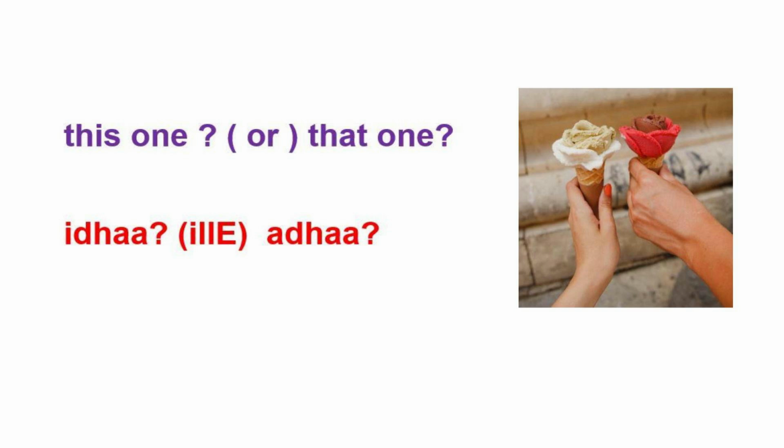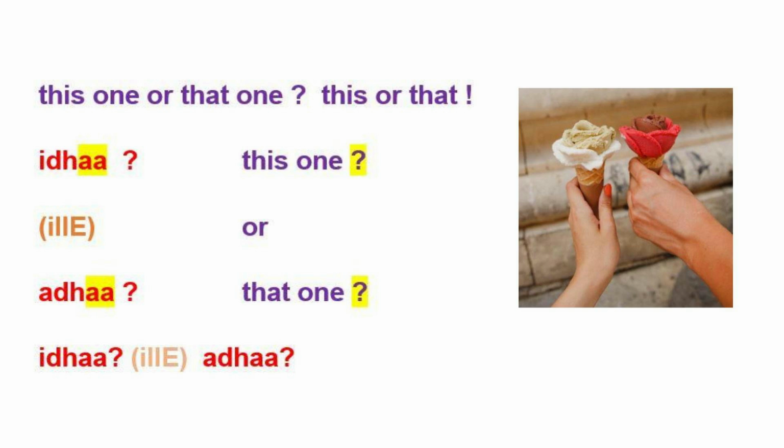This one or that one. இதா இல்ல அதா. This ice cream or that ice cream. இதா is this one. இது is this one. But here it's a question. இதா இல்ல அதா. That one is that one. Is it this one or is it that one?